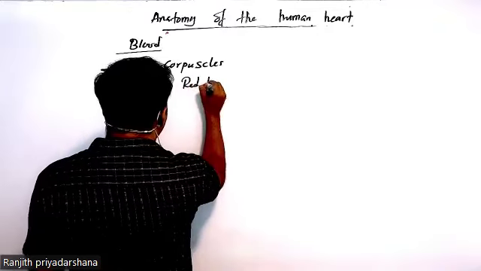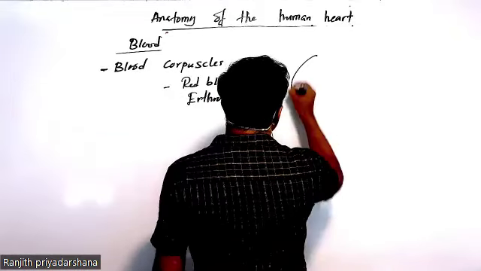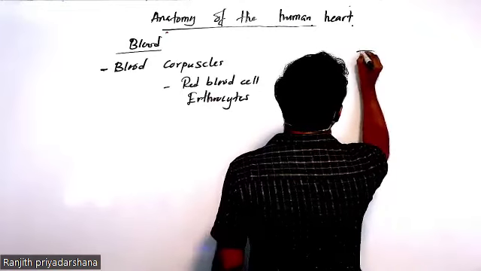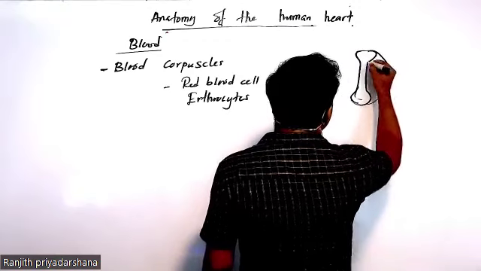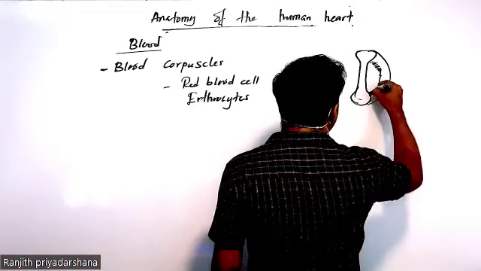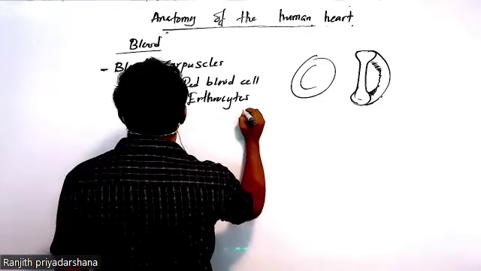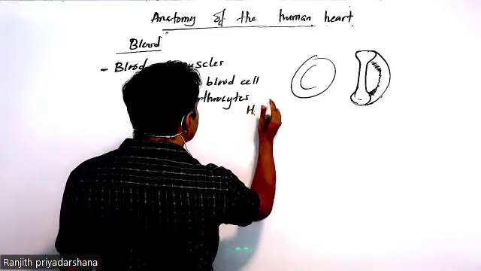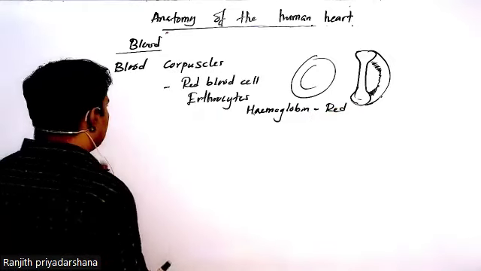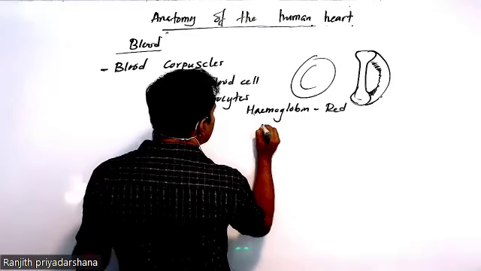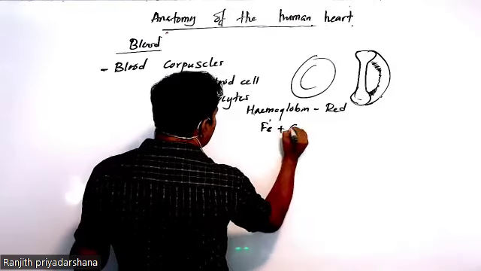Mainly three types. Red blood cell, that means erythrocytes. Yes, biconcave shape. If you cut that longitudinally, you can see it like this. Red blood cells, erythrocytes, consist of a red pigment protein called hemoglobin. Hemoglobin consists of heme, which means iron, Fe, ferrous iron, and globin, which means globular protein.